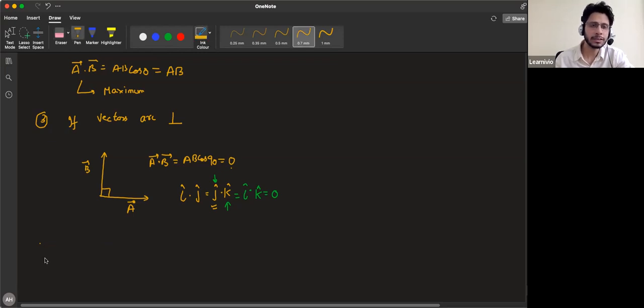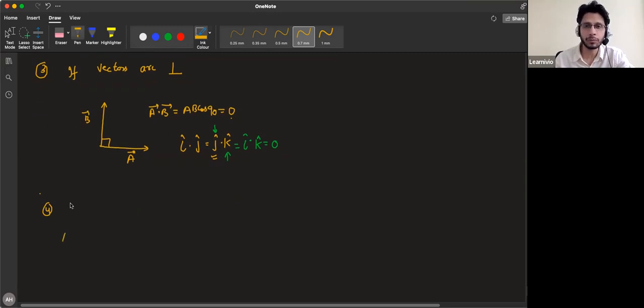The next property is you can calculate dot product if your vectors are in Cartesian form. Dot product in Cartesian form. What's the meaning of Cartesian form?